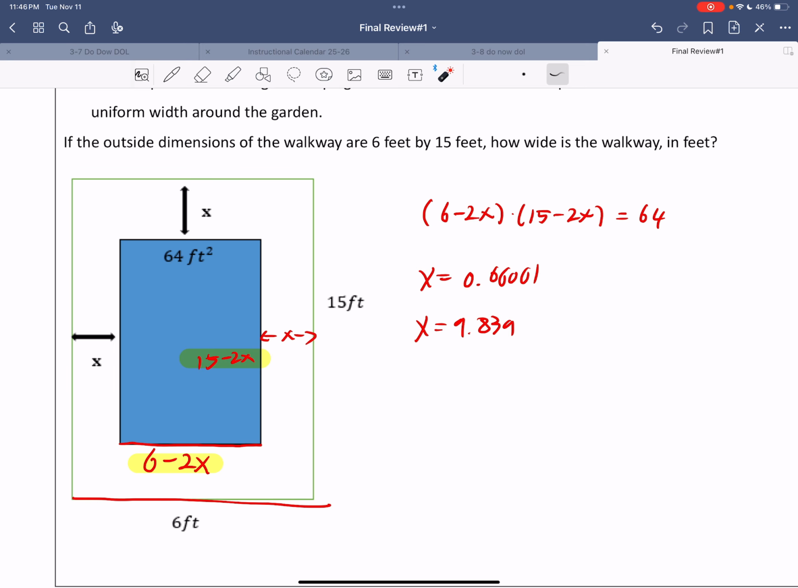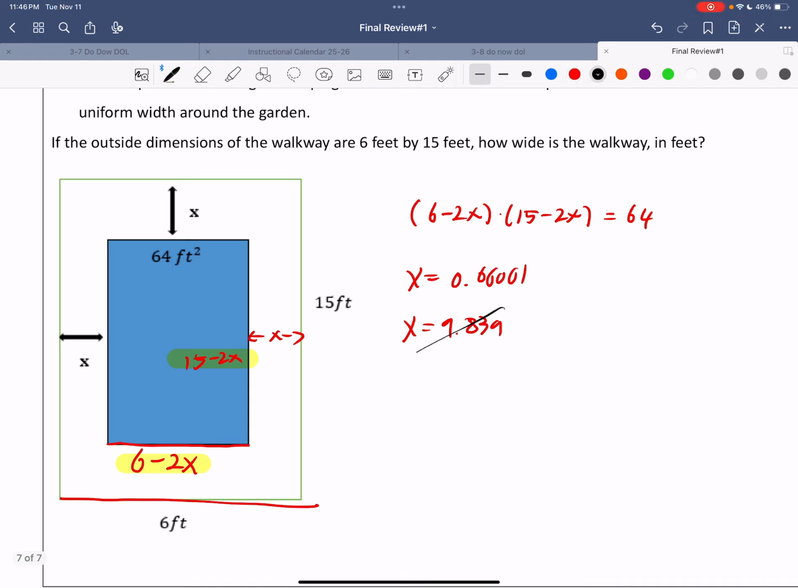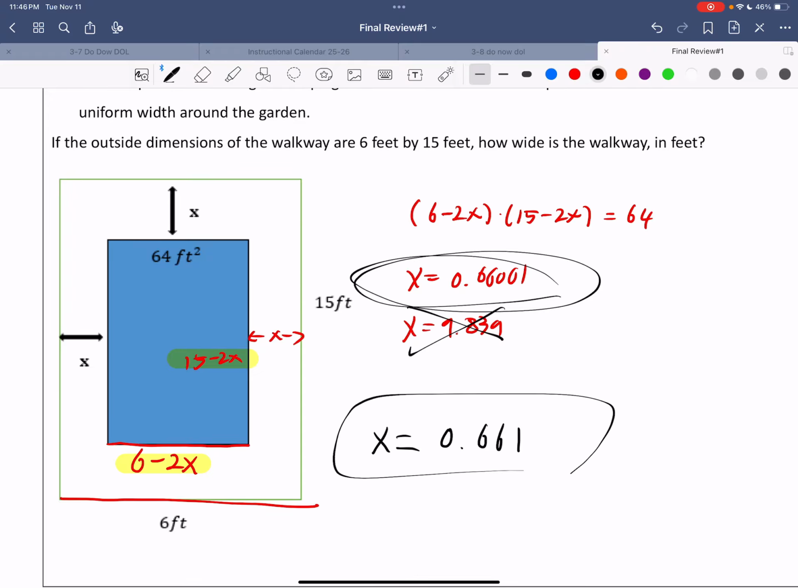Now, let's use logic. Here to here is 6 feet. There's no way that this x is going to be 9.8. So this one is going to be an extraneous solution. So your only answer is going to be 0.66, or 0.661 if you round it up.